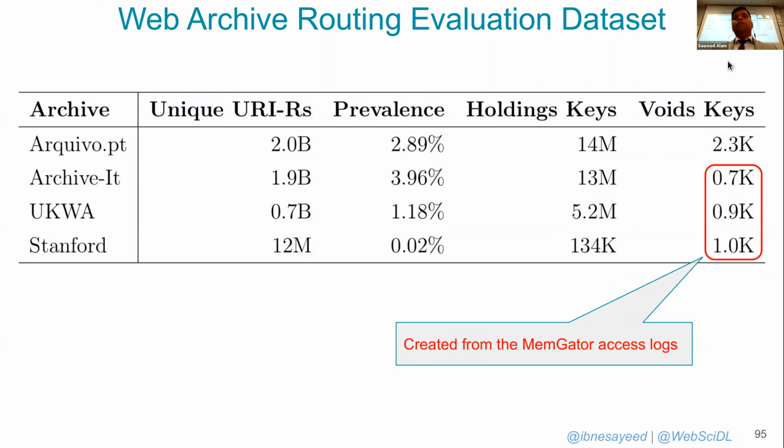With these numbers in place, we can evaluate them, right? For ArquivoPT, we got access to their access log. We were able to identify their archival voids, so we created their archival voids, like 2.3K keys generated from there. But for the other three archives that we used for evaluation in the past, we don't have their access logs. So for that, we used the access log of our MemGator, which is an aggregator, and we used voids profiles from there. The number of keys is smaller in that case, basically because we don't have that extended log.